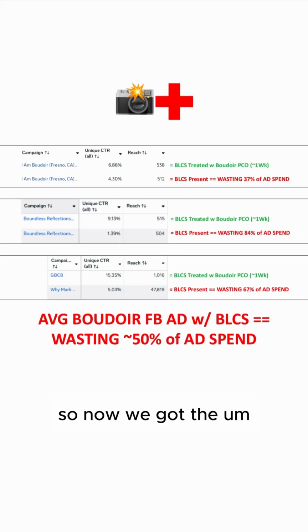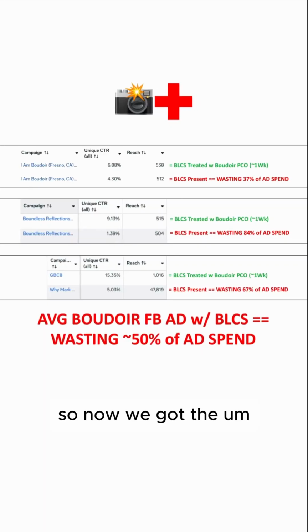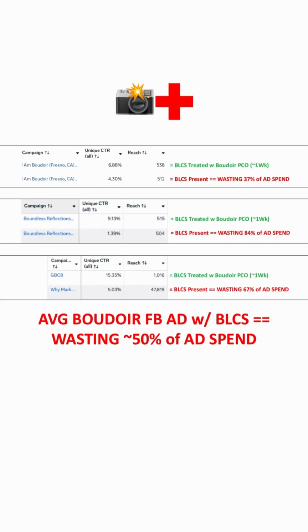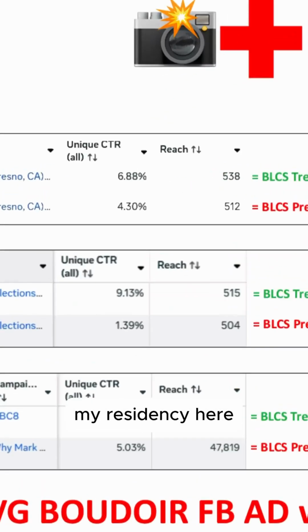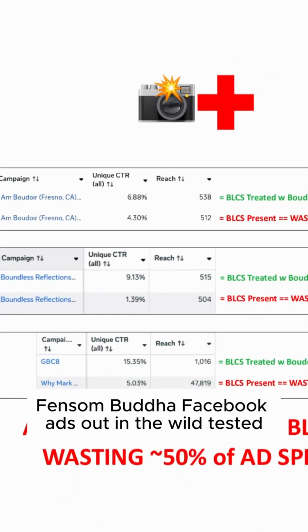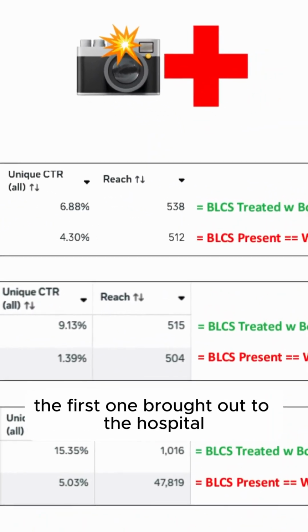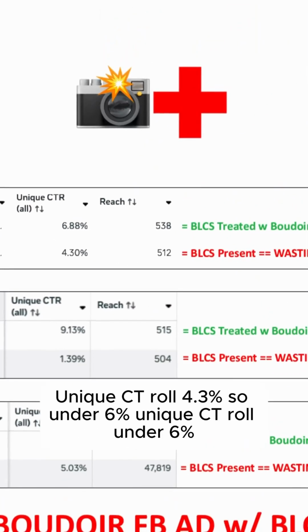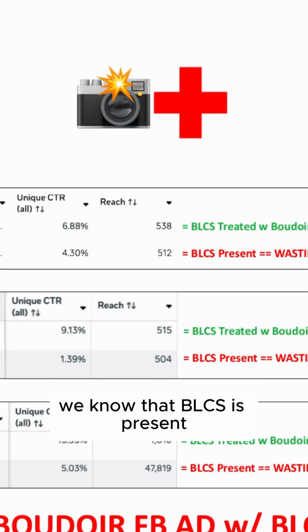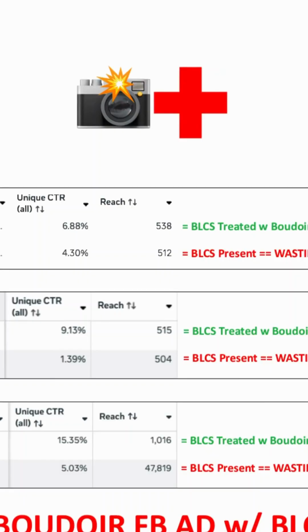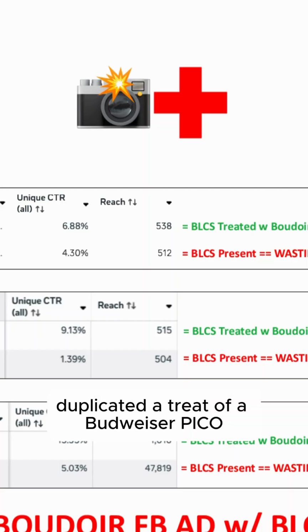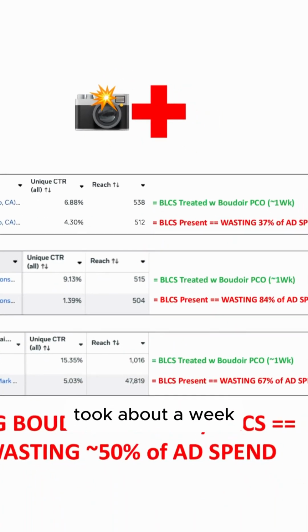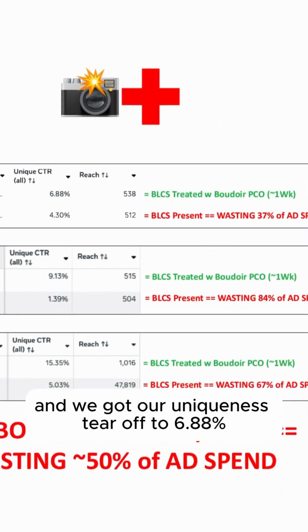So now, my residency here. Found some Boudoir Facebook ads out in the wild. Tested the first one, brought it to the hospital. Unique CTR 4.3%, so under 6%. We know that BLCS is present. We duplicated it, treated it with Boudoir Pico. Took about a week, and we got our unique CTR up to 6.88%.